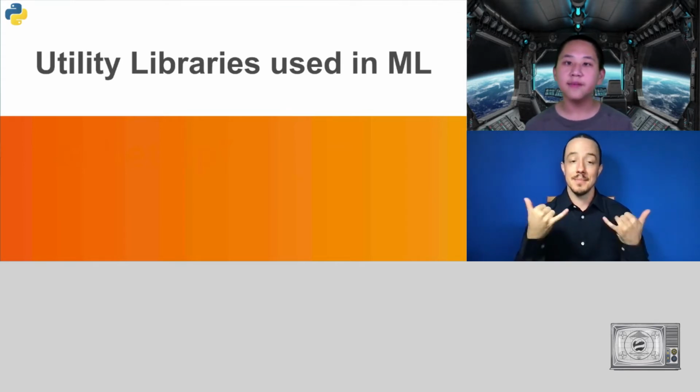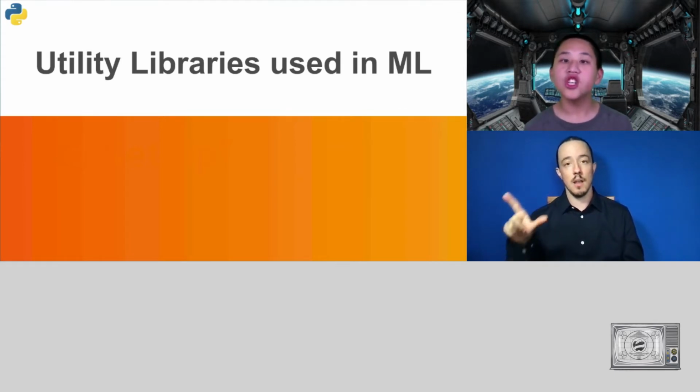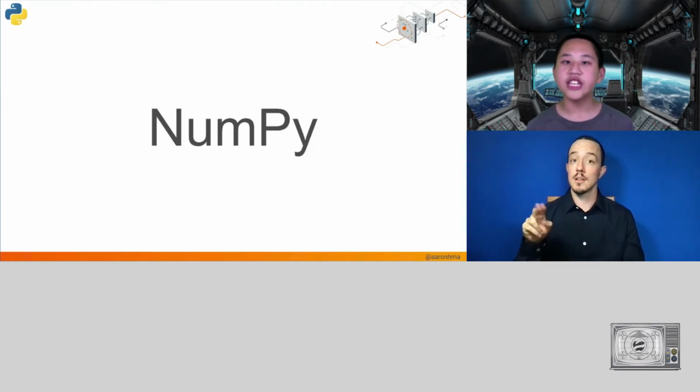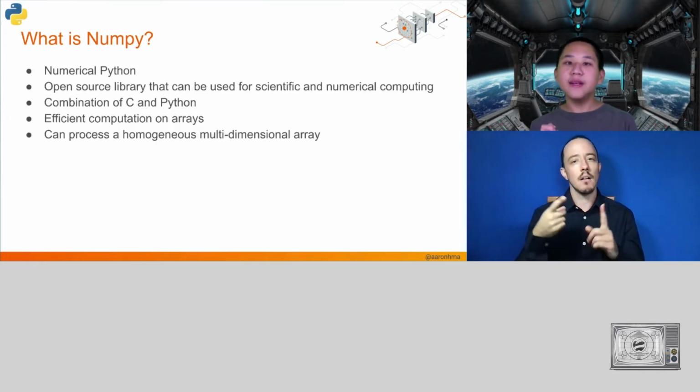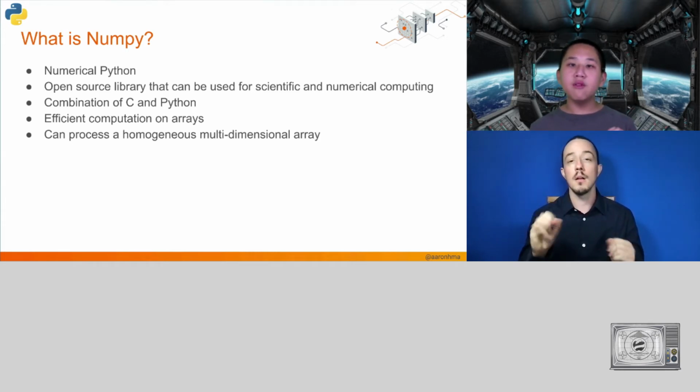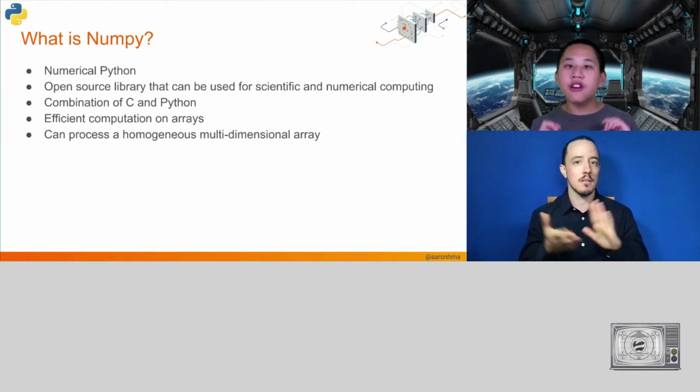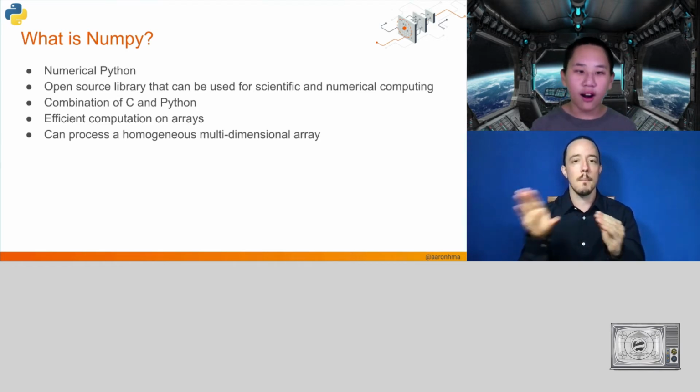Now let's take a look at some utility libraries used in machine learning. The first of which is Numpy. Numpy, or numerical Python, is the fundamental package for scientific computing in Python. It provides a multi-dimensional array object and also provides fast operations on arrays and much more.